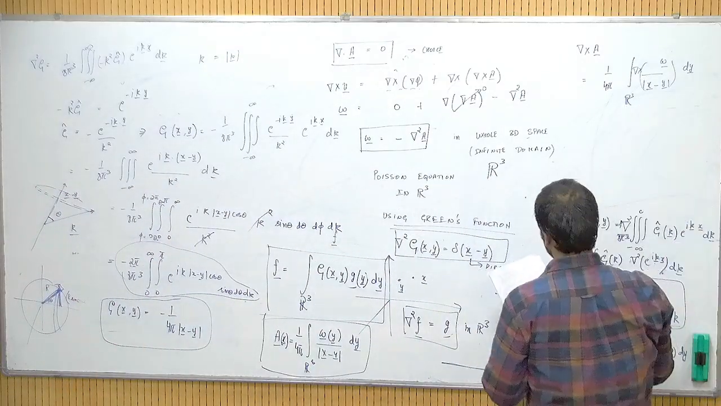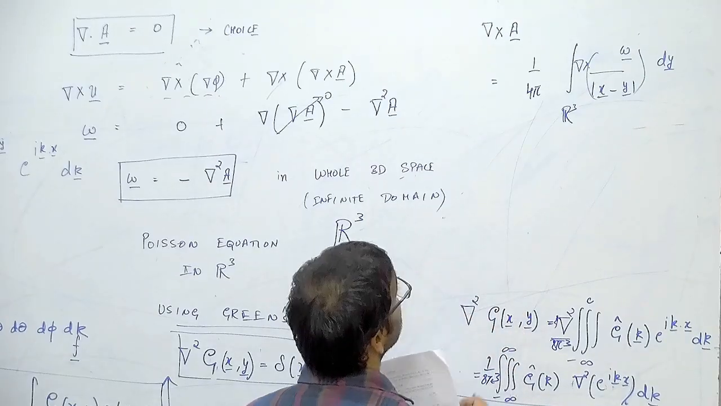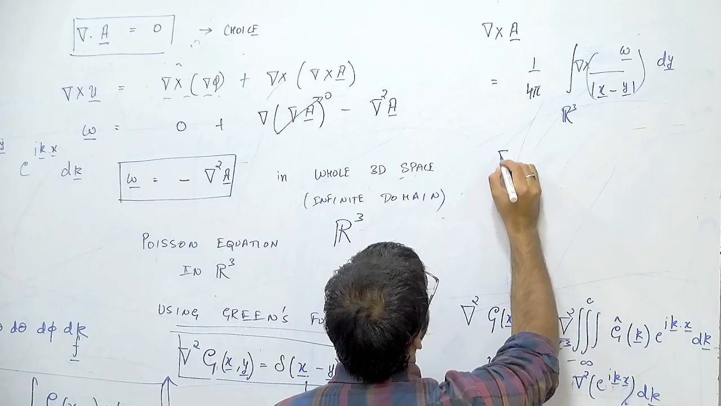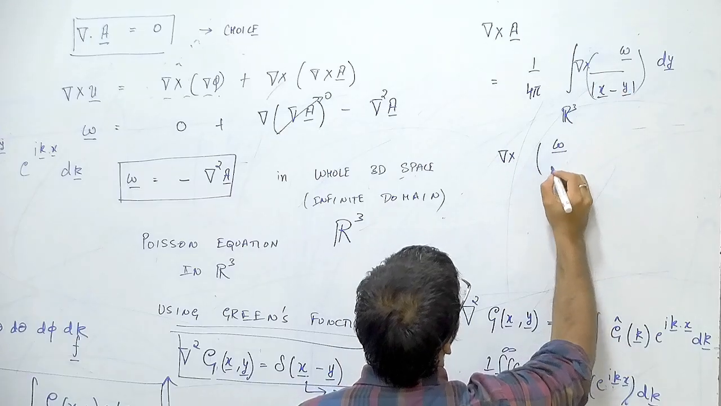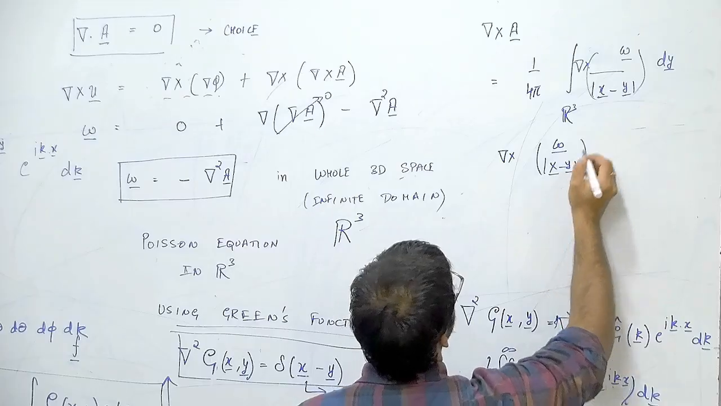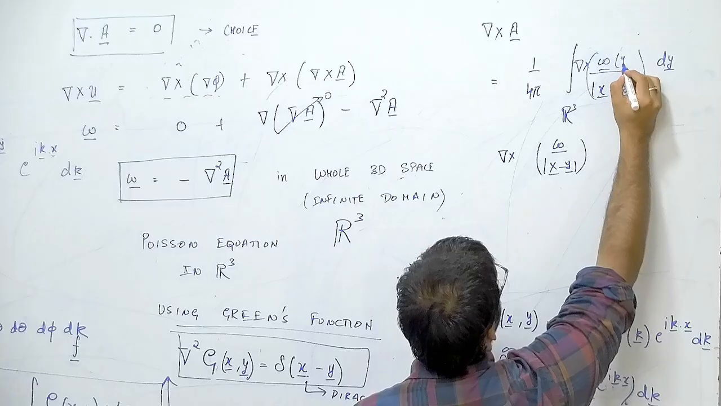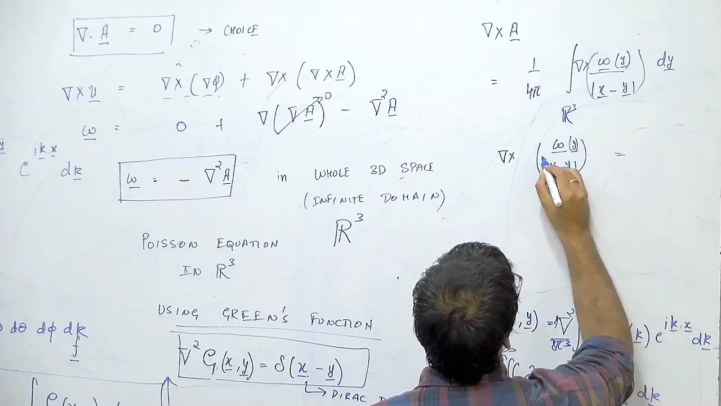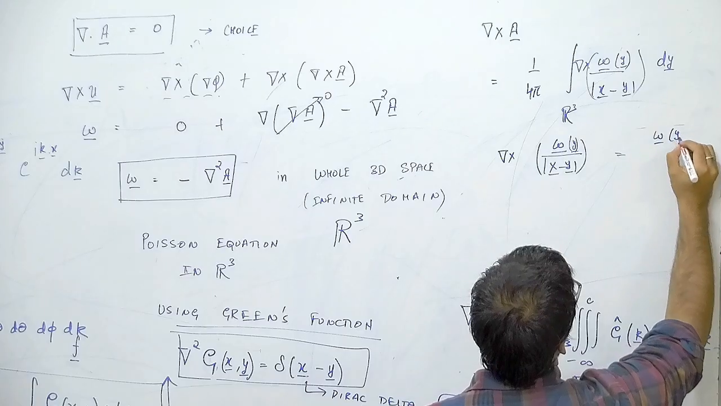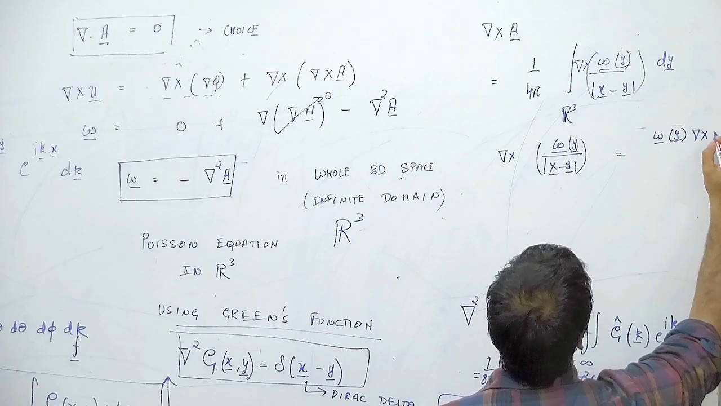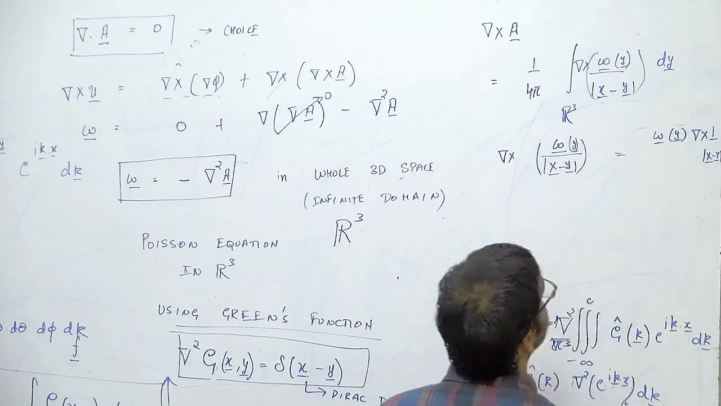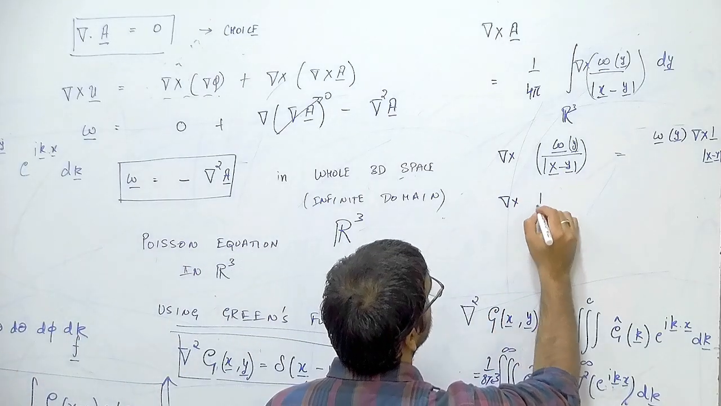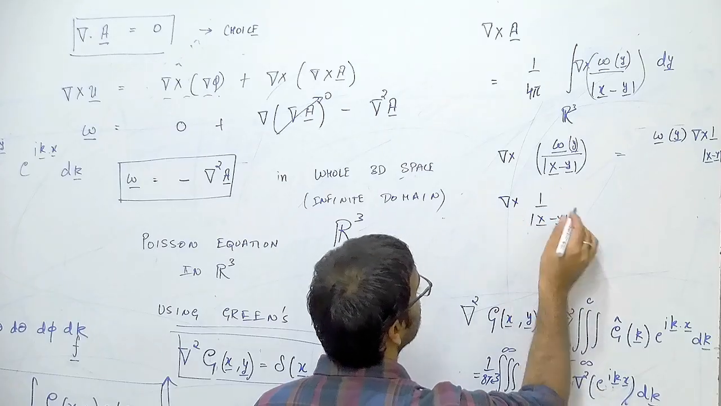So if you want to calculate this del cross omega over mod x minus y, note that this omega is a function of y. So essentially what we are looking for is omega times del cross 1 by mod x minus y. This del cross of 1 by mod x minus y we can actually calculate using index notation.